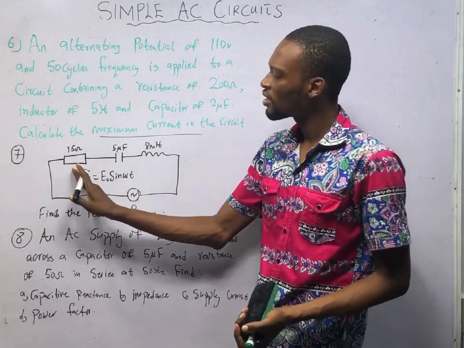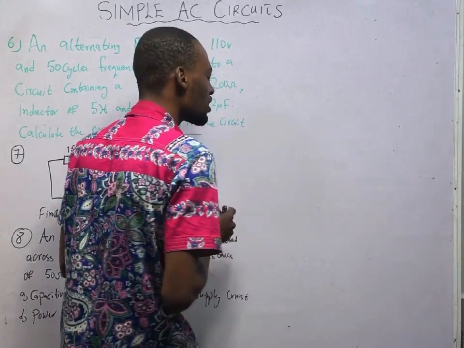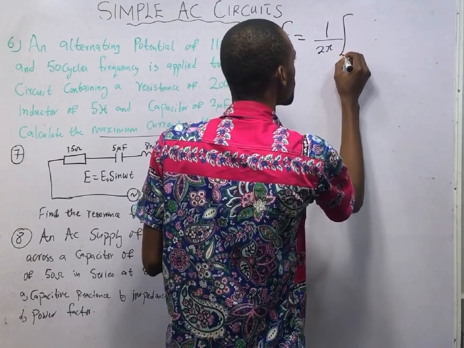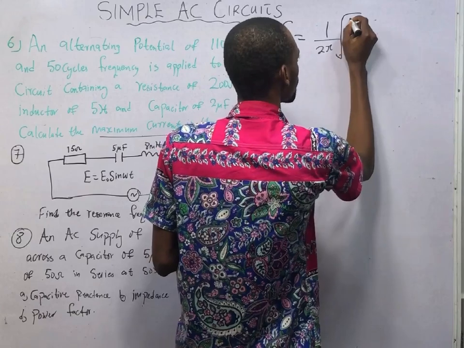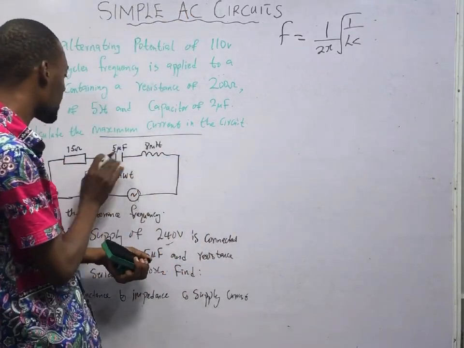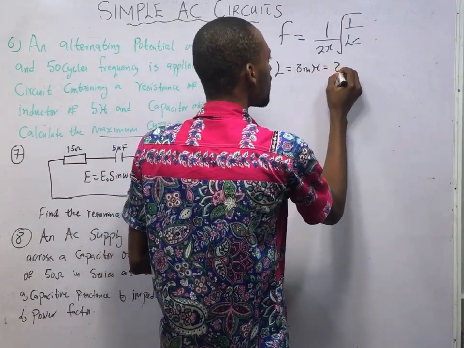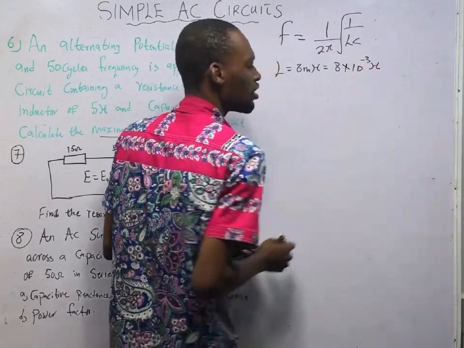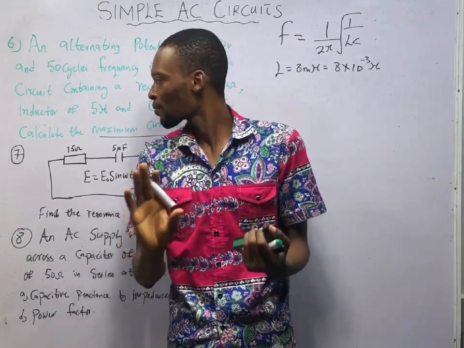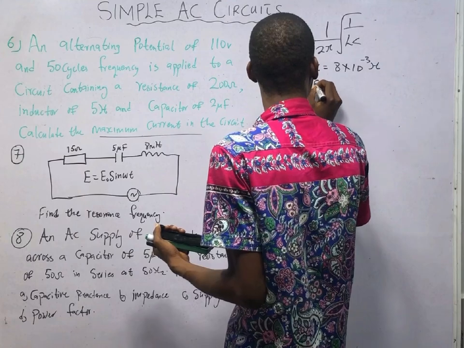We are given a circuit containing resistor, capacitor, and inductor. We are asked to look for the resonance frequency. Remember, resonance frequency is equal to 1 over 2 pi root of 1 over LC. We derived this formula earlier. So what is the value of L in this circuit? L is equal to 8 millihenry, and this is 8 times 10 to the power of minus 3 henry. To convert millihenry to henry, you multiply by 10 raised to the power of minus 3. Then the value of the capacitor C is equal to 5 microfarad.